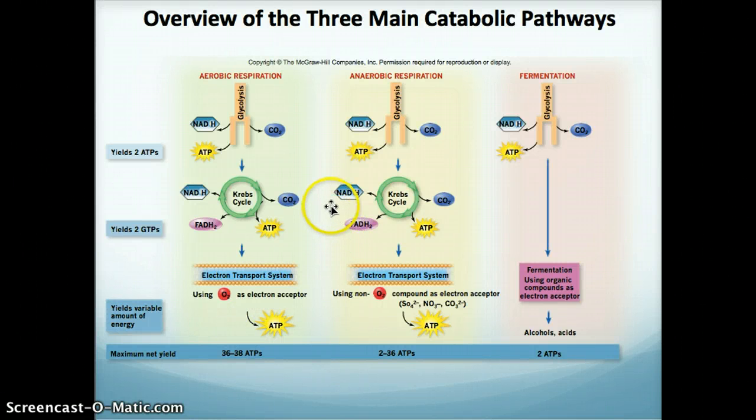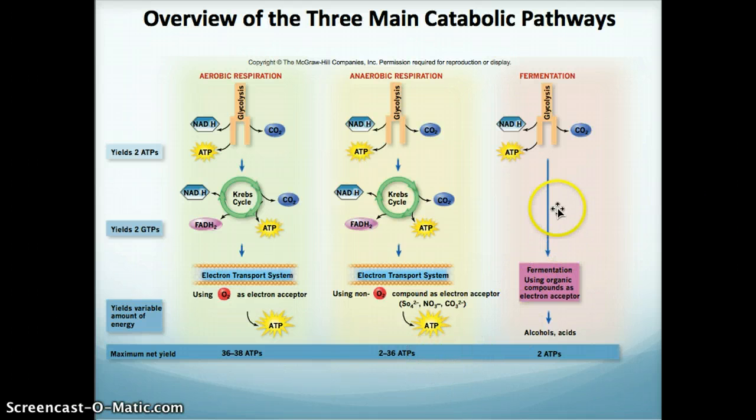If we look at anaerobic, the pyruvic acid will enter the Krebs cycle and it will go into the electron transport system. There is a difference here in that it uses a non-oxygen compound as the electron acceptor. In this case, it may be nitrate, it may be other acceptors here, which yield ATP, and in this case it can yield from 2 to 36 ATPs depending on what the final electron acceptor is. And once again, this is not in the presence of oxygen.